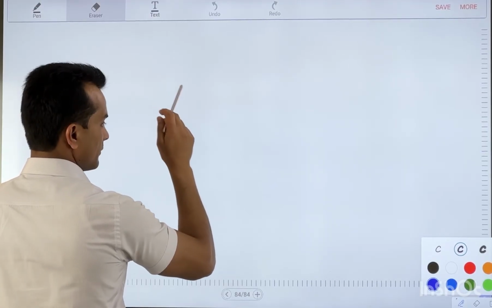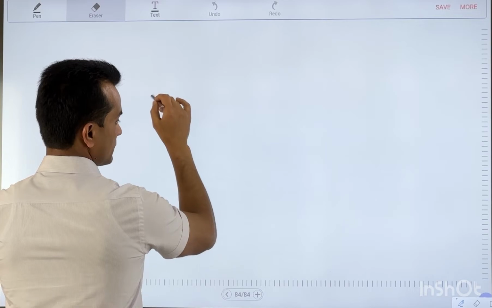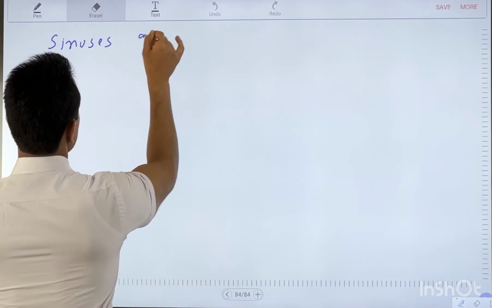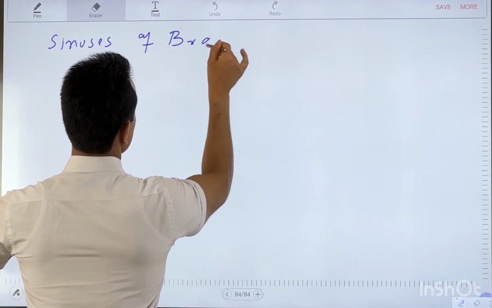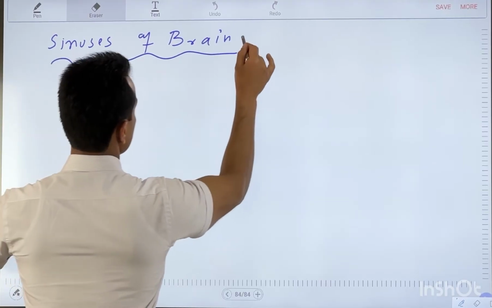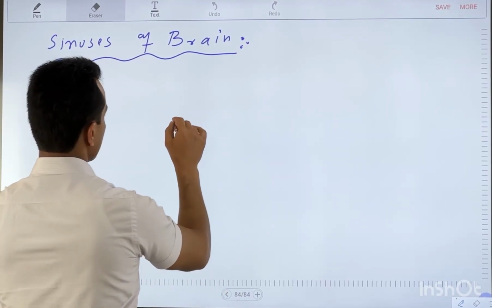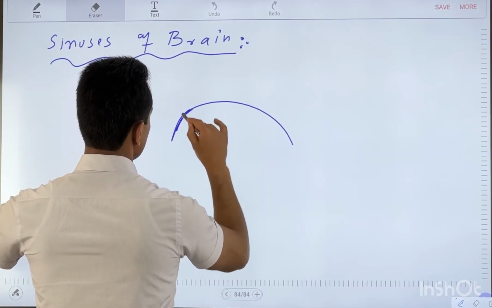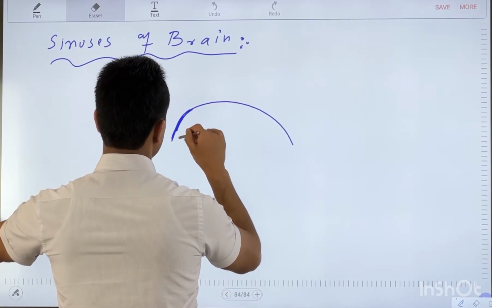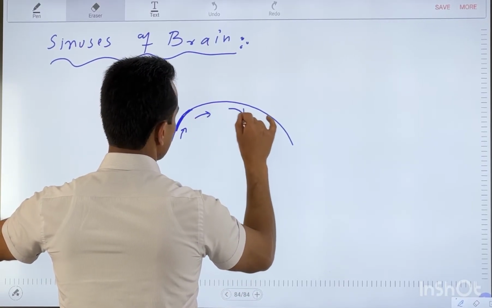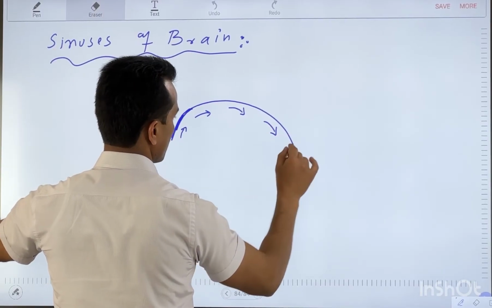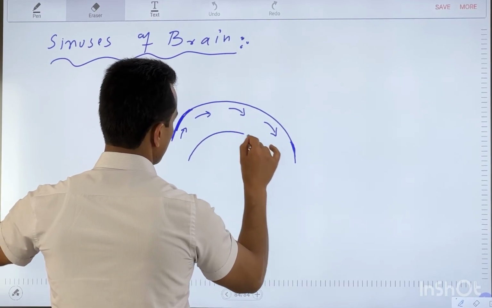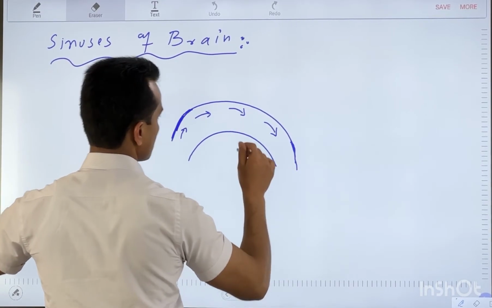So suppose in a sagittal view we are going to draw the sinuses of the brain. Sinuses of brain. So there will be one superior sagittal sinus. This is your superior sagittal sinus. So deoxygenated blood is flowing backward and then downward. And then you have got the inferior sagittal sinus. So let me write also.